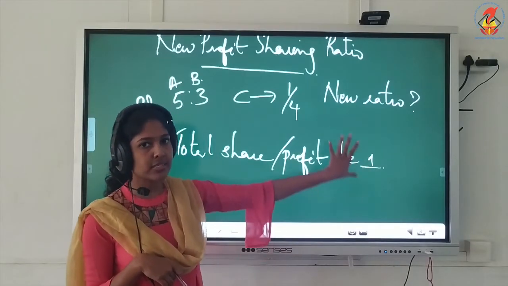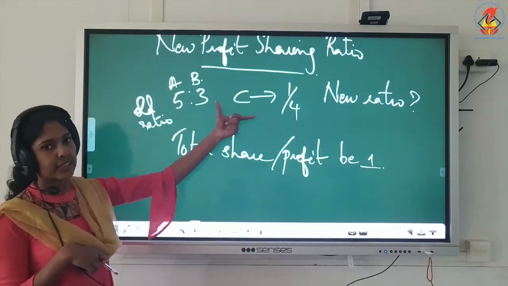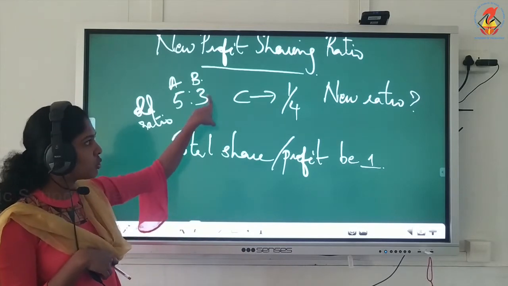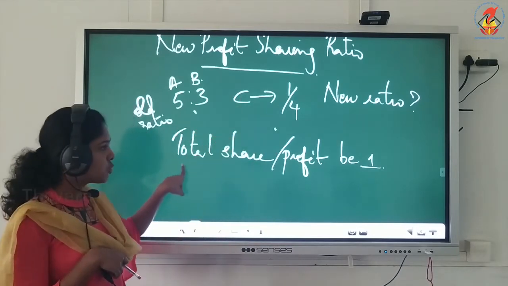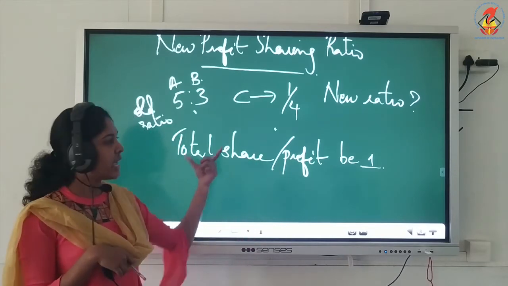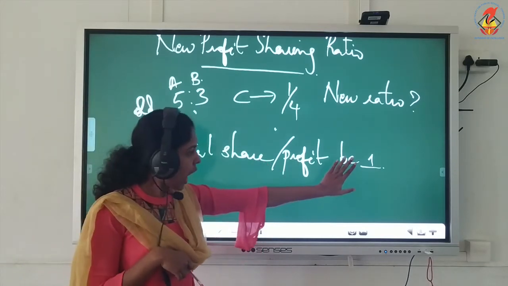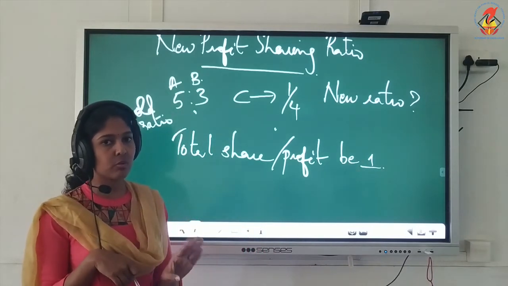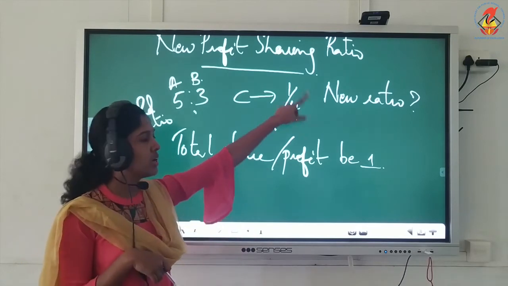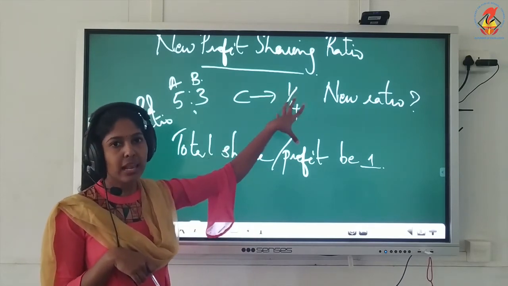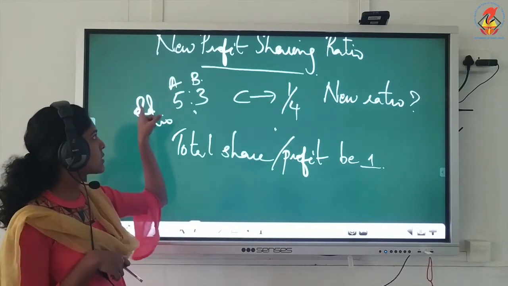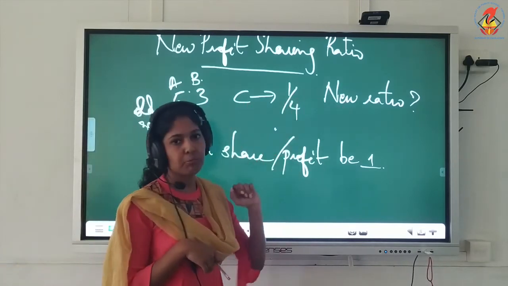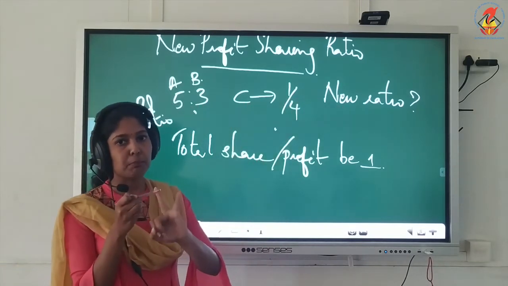When should we start a question like this? When you have only these two pieces of information, the old ratio and the share of incoming partner, you must start like this, that is total share assumed as 1. Now, out of this, how much will be given to the new partner? That is written in your question. It is 1/4. Then, the balance must be given to A and B. That is how you are going to compute the new ratio between A, B and C.